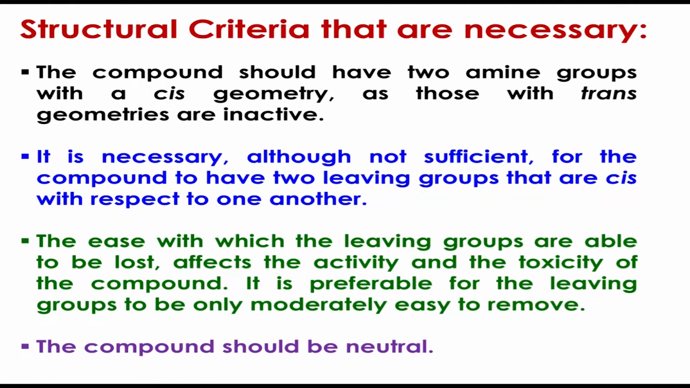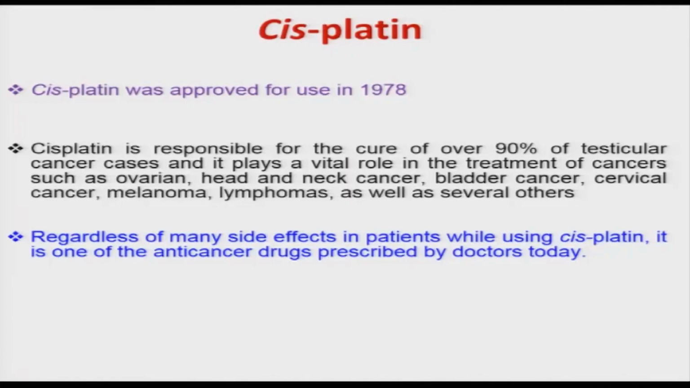If it is removed outside the cell, then it creates a lot of toxicity, and also the compound should be neutral. Okay. So, these are the criteria one should follow before designing some new anti-cancer drug. Let us look back at cisplatin once again.